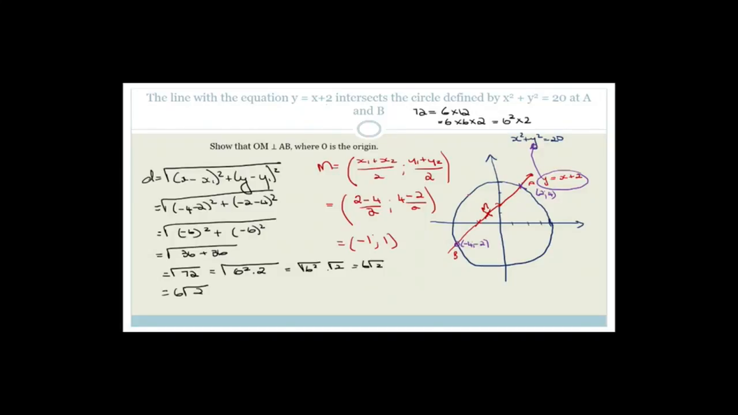Next. It says, show that OM is perpendicular to AB, where O is the origin. So we need to show that this is perpendicular. Sorry, I'm just thinking, this is actually one of the proofs that you have in your Euclidean geometry, that if you drop a line from the center of the circle to the midpoint of a chord, then it's perpendicular. But now they're saying show that OM is perpendicular to AB. So we actually have to do that. In order to do that, we need to get the gradient of AB and the gradient of OM and show that they are perpendicular.